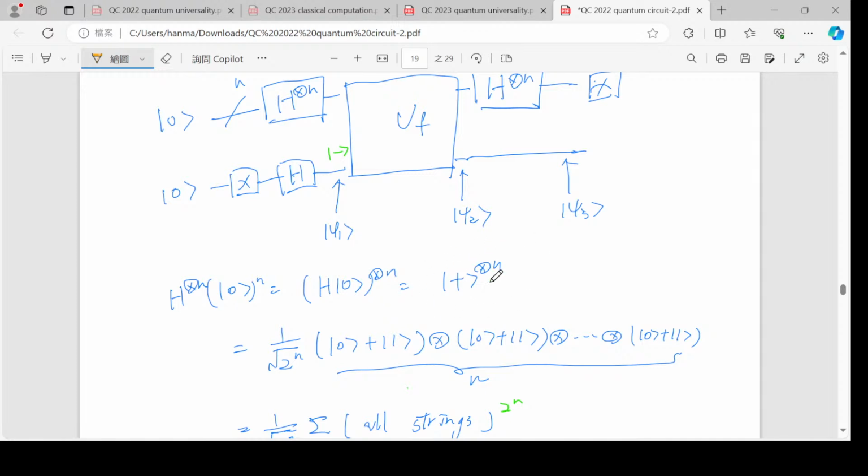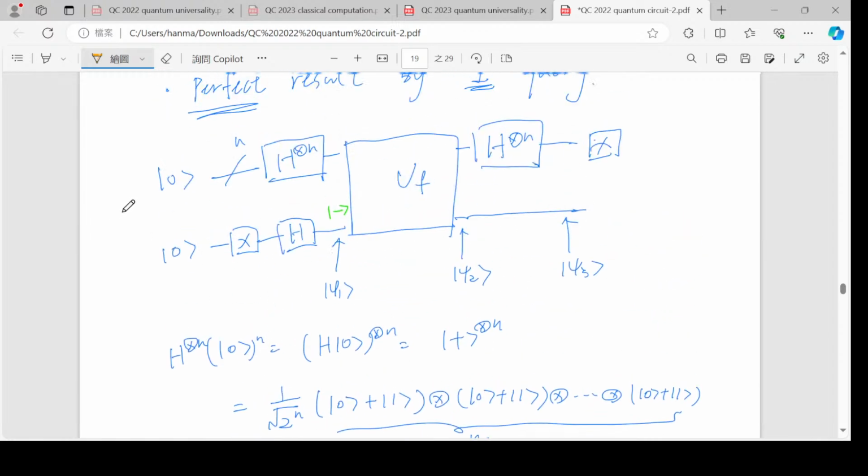But plus states are not very nice for calculation actually, because this UF we are defining on the computational basis. Remember once again, we have UF. Let me change the color back.